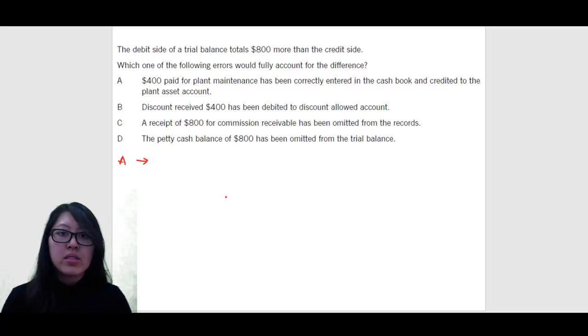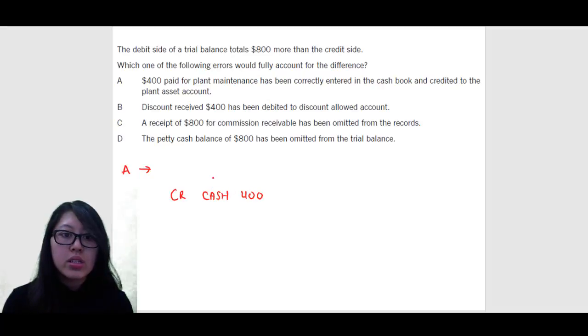$400 paid for plant maintenance has been correctly entered in the cash book, but credited to the plant asset account. Okay, so the error in this case, if we're paying for plant maintenance is an expense. We should have debited plant maintenance and credited cash because we're paying cash. So in here, the cash book would be credited by 400, but the error was it was credited to plant asset account. Okay, this is the error here.